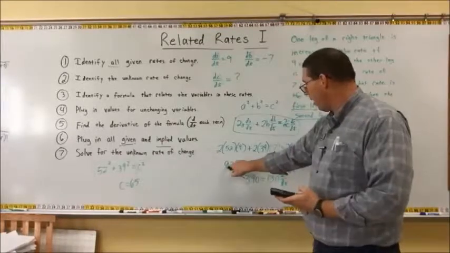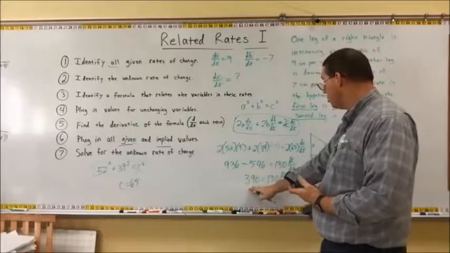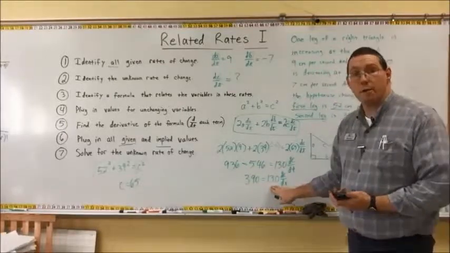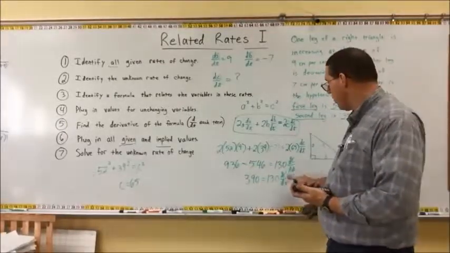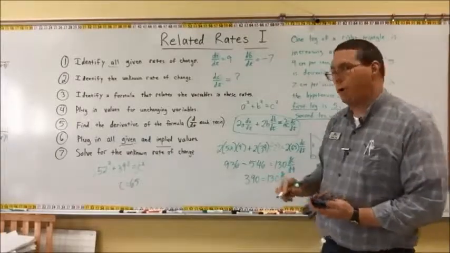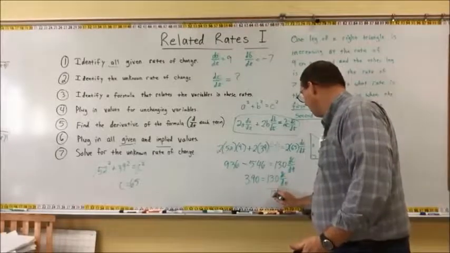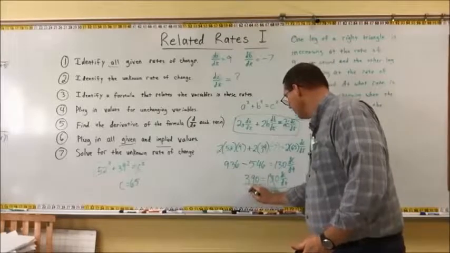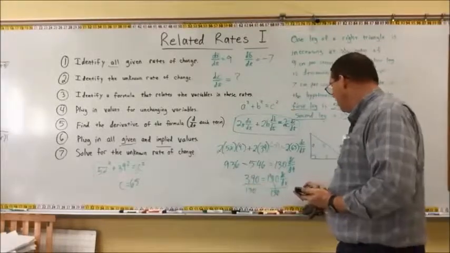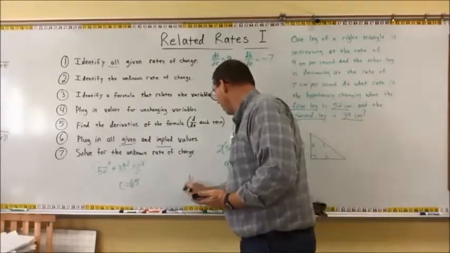This is positive because 936 minus 546 is positive, which means when we divide by 130 right here, it's going to be a positive number. That means the hypotenuse is growing. So if we divide by 130 on both sides, we get dC/dt is equal to 3.